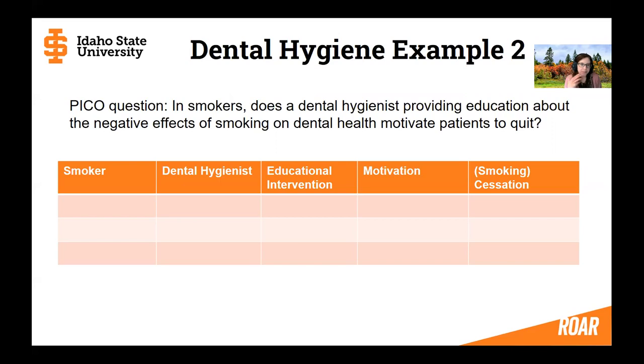So let's look at another example. This PICO question is, in smokers, does a dental hygienist providing education about the negative side effects of smoking on dental health motivate patients to quit? Now, in the previous video, you heard that you really should only have 2 to 3 concepts. And that's true. Sometimes you can have a 4th concept, which is why your research notebook contains a 4th column. This one has 5 just because I'm trying to show you all of the different keyword variations you can come up with for these words, right? So here are the searchable concepts: smoker, dental hygienist, educational intervention, motivation, and smoking cessation.